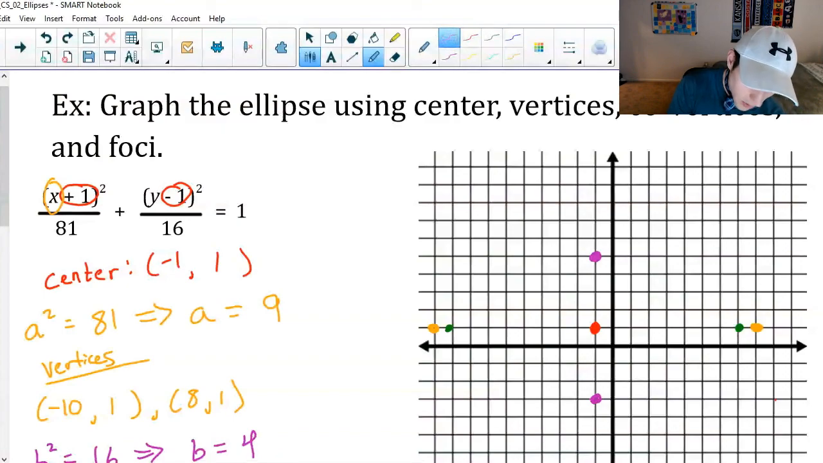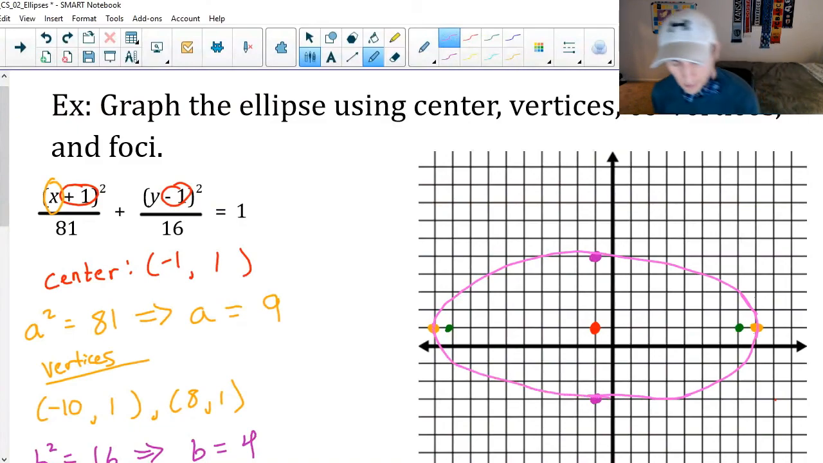And then once we have all that, we can go ahead and sketch. And again, this is the worst part. Oh, geez. Yeah, could be worse.